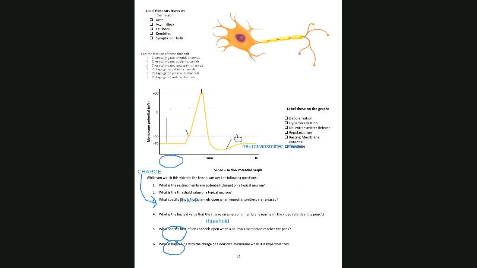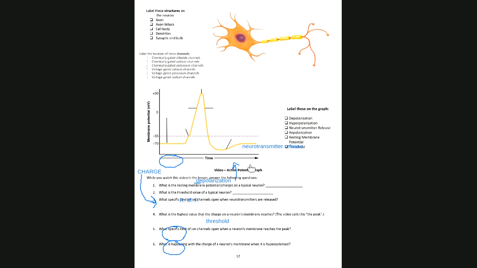Depolarization. Okay, depolarization. Depolarization means we're going away from our normal value. So depolarization means the charge goes up. Depolarization is what helps me get from threshold all the way up to where I will release those neurotransmitters, all the way up at positive 30.